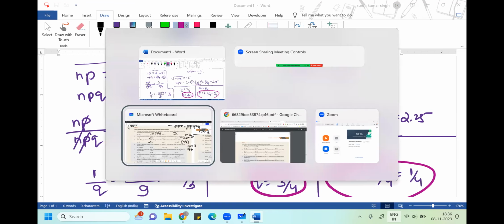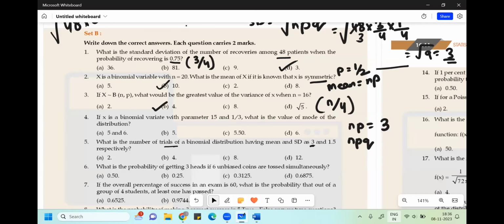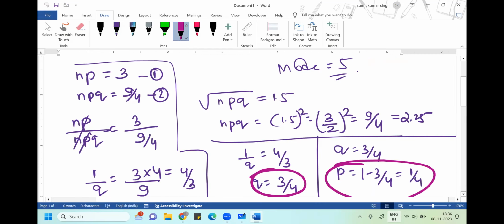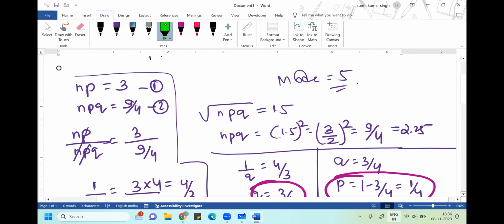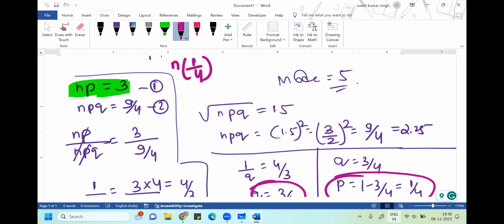What they want in this question is the number of trials. For the number of trials, you know that n into p is 3. So n into what is p? p is 1 by 4. So n into 1 by 4 is 3. So what is n? n is 12. Any doubt?